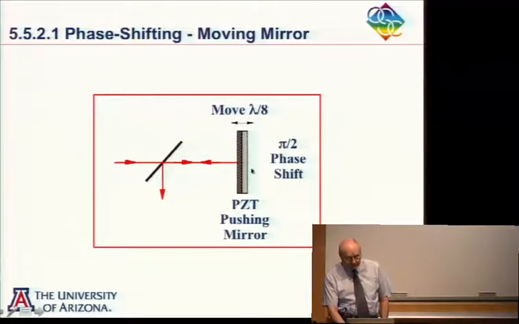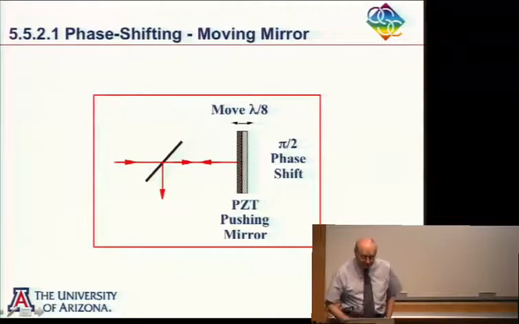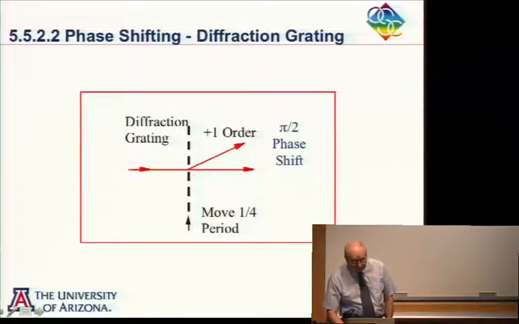And so for a given motion of the mirror, the phase shift depends upon the wavelength of the light. While here, if we change the wavelength, of course, the first order comes out at a different angle. But as we move the grating sideways, the phase shift of the first order will be independent of the wavelength.